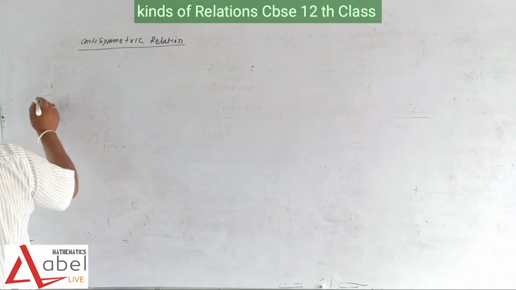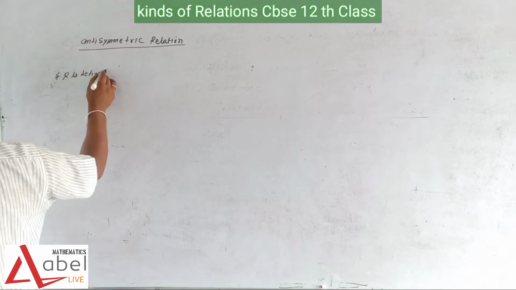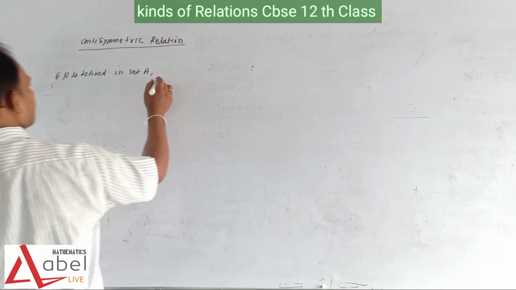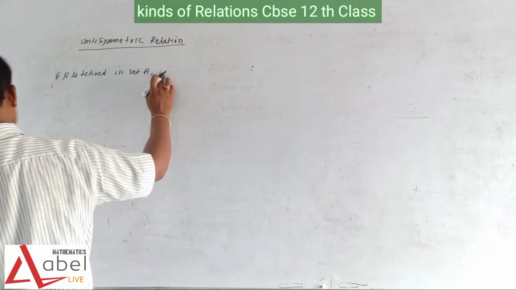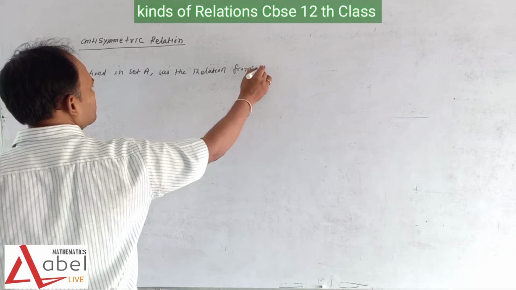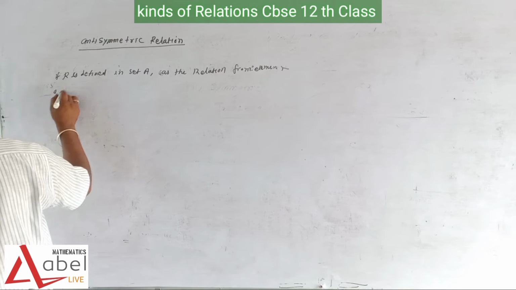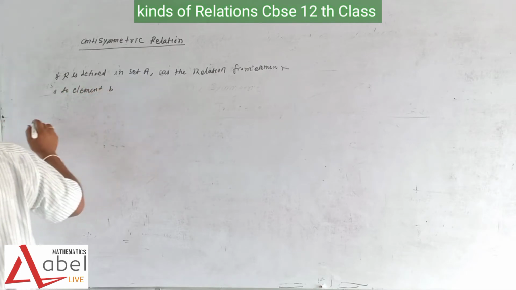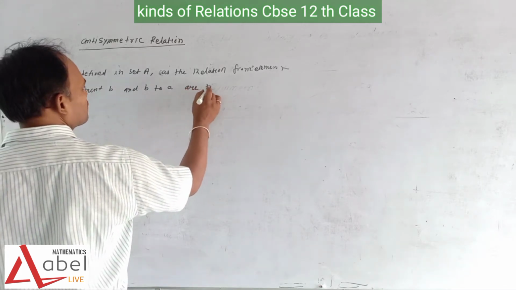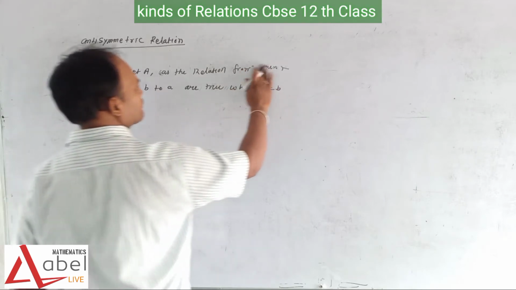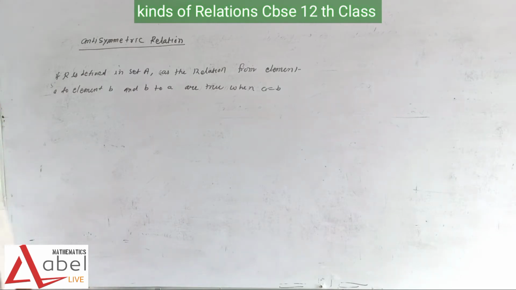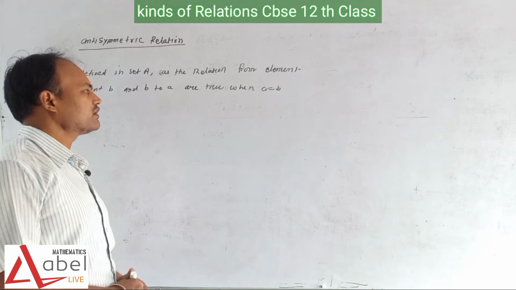If R is a relation defined in set A, and the relation from element A to element B and from B to A are true only when A equals B. If R is defined in set A as the relation from element A to B and B to A, then it is true when A equals B.